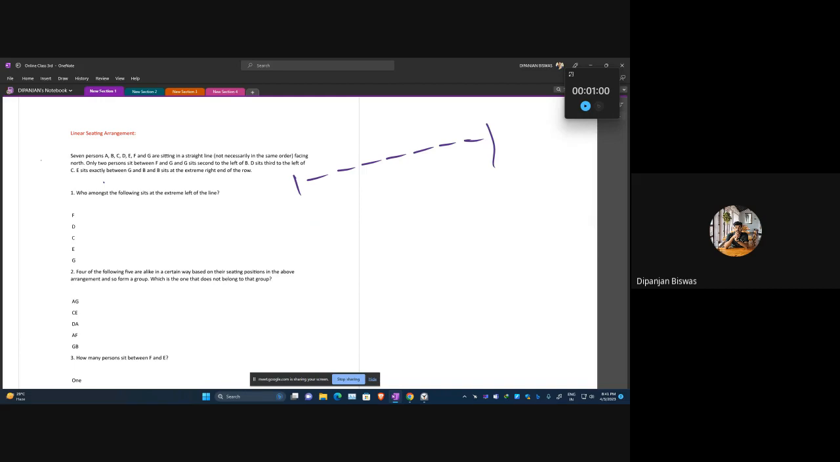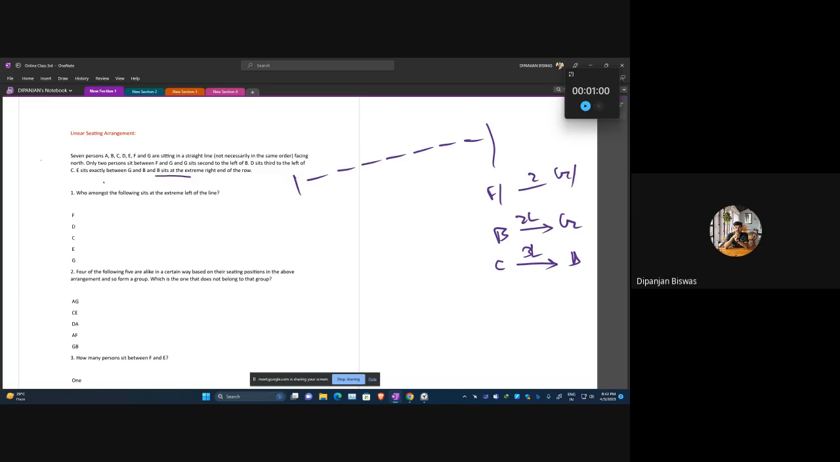Moving towards our statements, only two people are sitting between F and G, and G sits second to the left of B. Nothing about a dead end was given, so just write the hints. Only two people are sitting between F and G. And G sits second to the left of B. Fine. D sits third to the left of C. E sits exactly between G and B, and B sits at the extreme right end of the row.